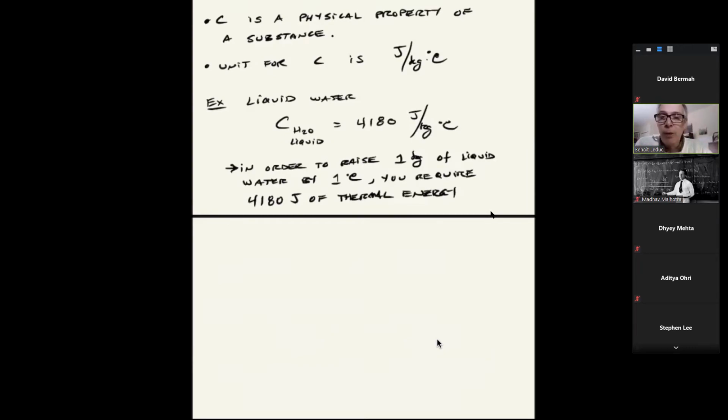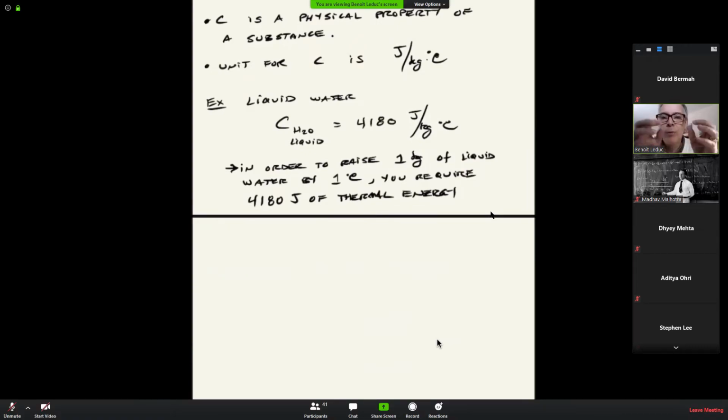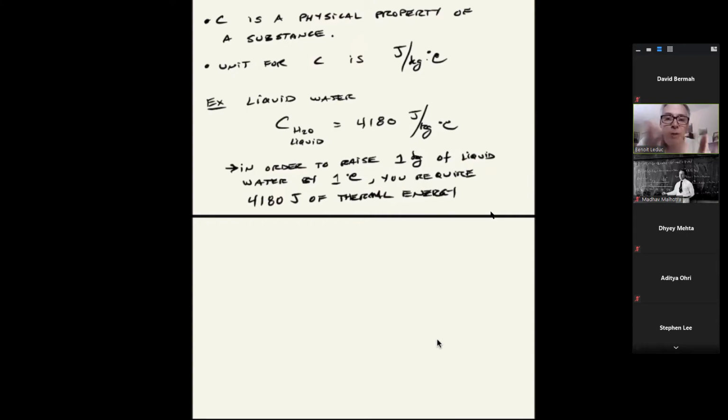It goes the other way around too. In order for 1 kilogram of liquid water to lose temperature, to go colder by 1 degree Celsius, you need to remove 4180 joule of thermal energy from it.